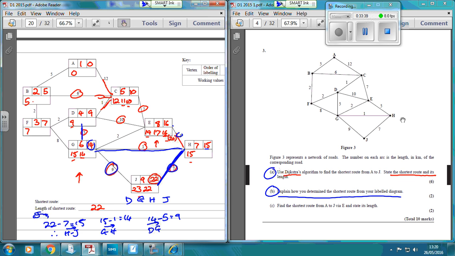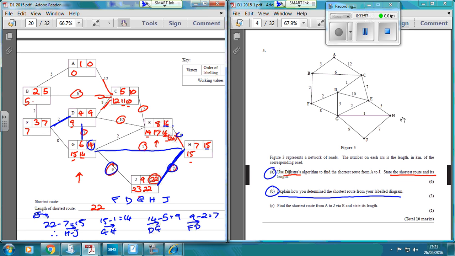So D is the next one previous. 9 take away 1 doesn't equal 10. 9 take away 10 doesn't equal 16. But 9 take away 2 does equal 7. So I'll say that 9 take away 2 equals 7. So FD is going to be the next one.